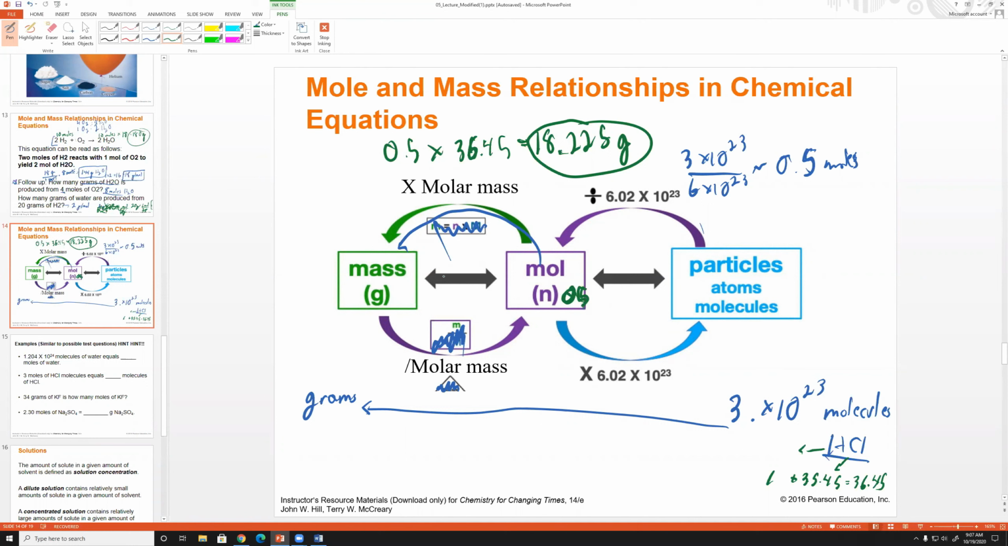Then we want to go to grams. So we multiply by the molar mass. It's right here: multiply by molar mass. We take the molar mass of whatever compound we're dealing with, and we multiply it by the number of moles, which is 0.5 times 36.45, and you get the number of grams, which is 18. So it's a stepwise process.